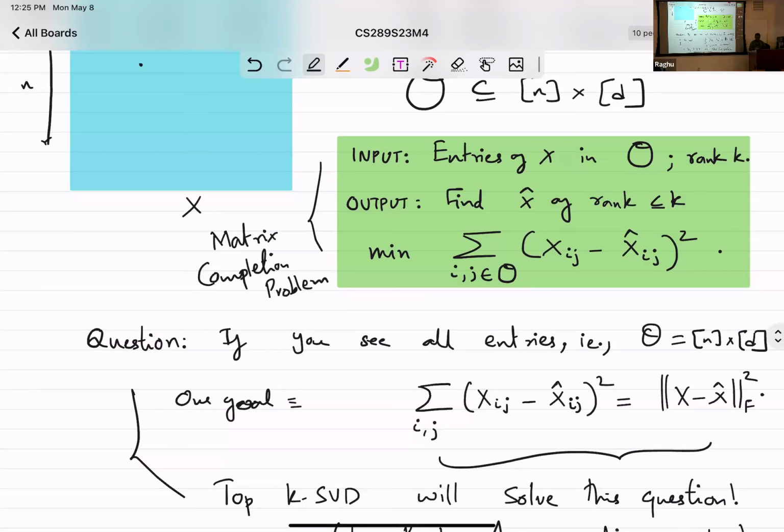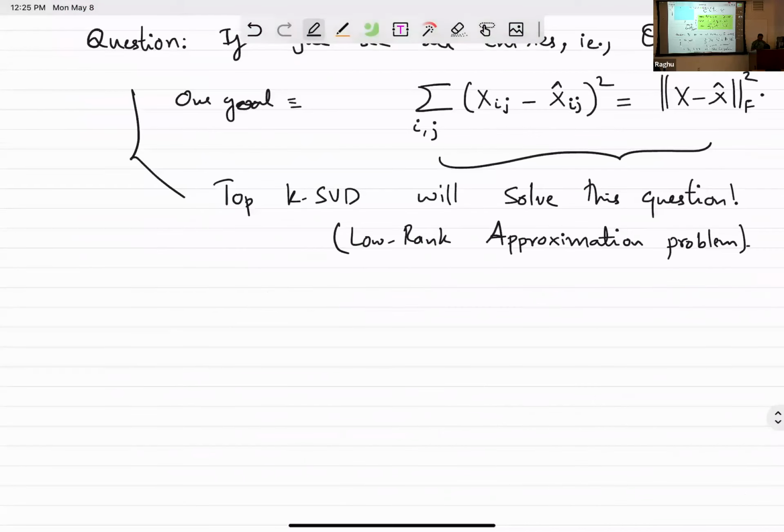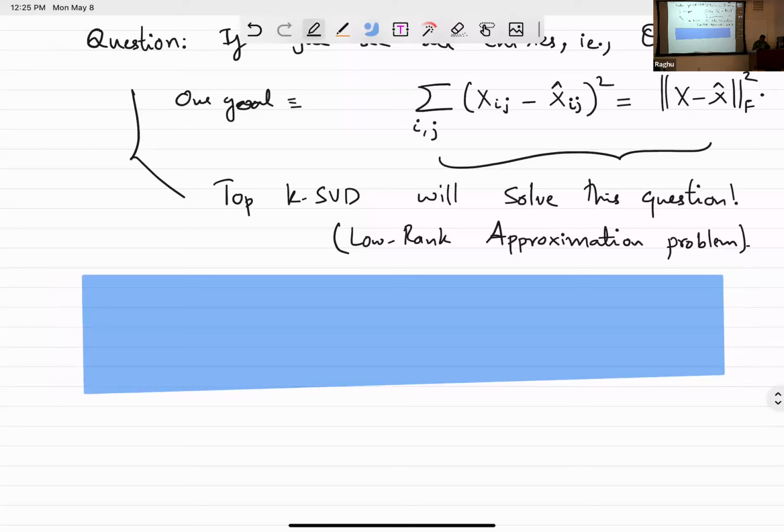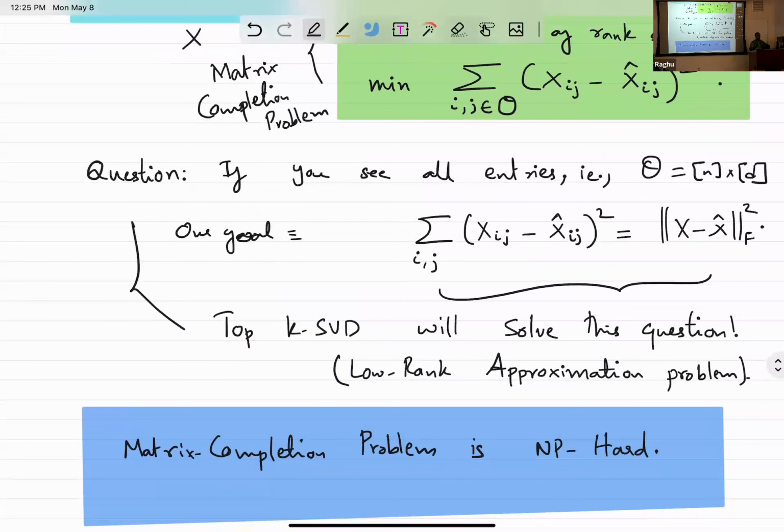Right? So you're given a matrix X and observed entries. You want to find the best low rank matrix, which minimizes the error in the observed entries. And there's a theorem that the matrix completion problem is NP hard. Okay, so with the Frobenius norm, we get lucky, you can solve it simply with SVD. But if some entries go missing, then it becomes an NP hard problem.